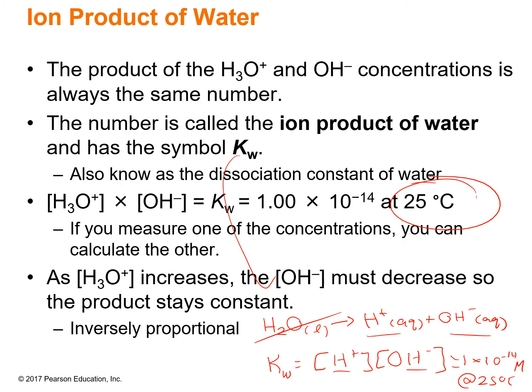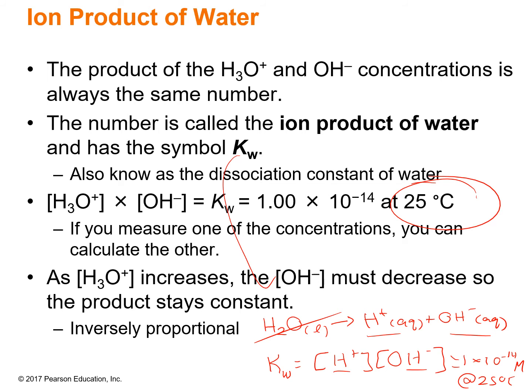For this reason, if you measure one of the concentrations, you can always calculate the other. For example, if you don't have pure water, you can make implications based on this data. In addition, for this reason, as your hydrogen or hydronium ion concentration increases, the concentration of your hydroxide ion must decrease so the product stays constant, right? Because Kw is a constant. Therefore, if we increase one species, then we have to decrease the other species in order to maintain the value of Kw.